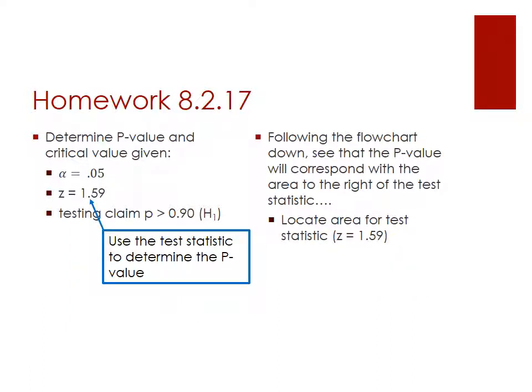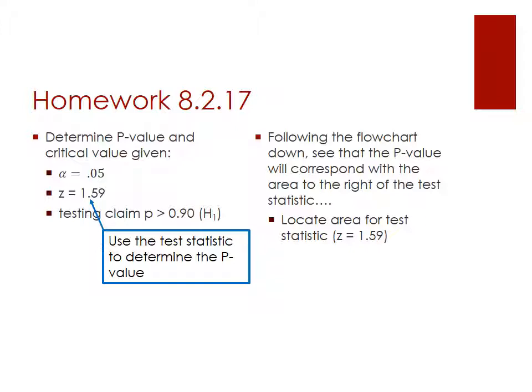Okay, so our next step is following the flowchart down on page 383. We see that the p-value is going to correspond with the area to the right of the test statistic. So we're going to locate our area for our test statistic here. So you use your test statistic to find your p-value. I think that's where all the people are getting confused, which numbers you're using to find which values. So you're using your test statistic to find your p-value.